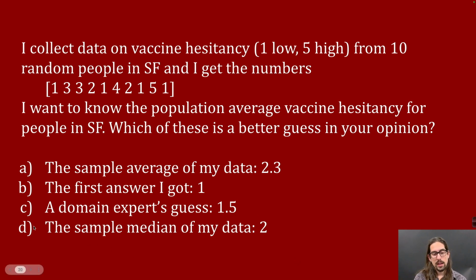And the last option here is, instead of taking the sample average of this data, I could take the sample median, and in this case, it's 2. And I'm interested, again, in the population average of these numbers if I had sampled everyone. So which of these is a better guess? There's no right answer here necessarily, right? The idea is for you to think about it.